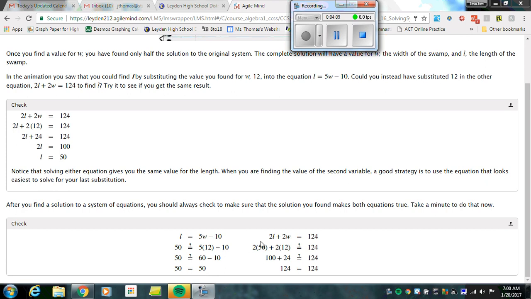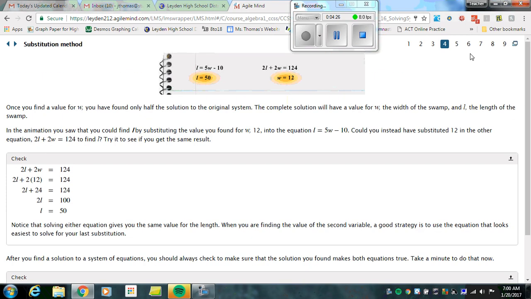Now let's make sure it works for this other equation. 2L plus 2W equals 124. I replace L with 50 and W with 12, and now I simplify. After I simplify, I get 124 equals 124, which is equal, so it's true.